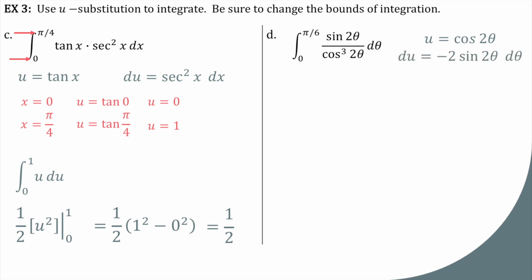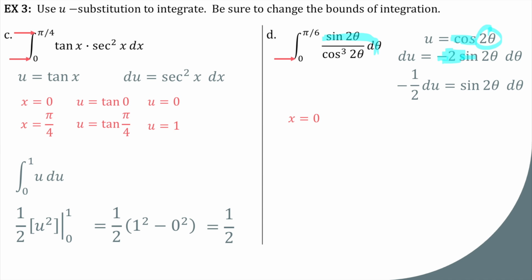Okay, so now du is negative 2 sine 2 theta d theta. So the derivative of cosine is negative sine, keeping the inside the same, and then using chain rule, the derivative of 2 theta is 2. And look, we've got our sine 2 theta d theta right here, so that's good. We just have to get rid of that negative 2. Pull that negative 1/2 to the front, and then we're going to change our bounds.